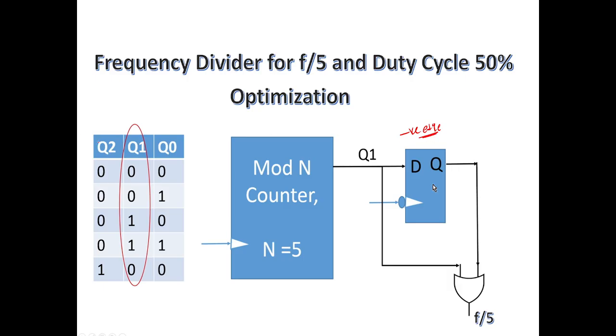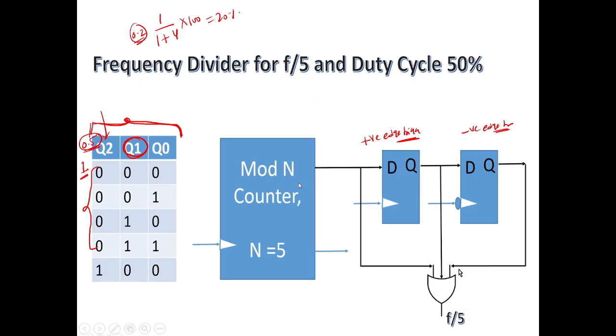So in order to take Q2, I am taking Q1, so that we are getting 50% duty cycle. So this is the optimization technique related to the F by 5 circuit. Is it fine? How I am doing the optimization technique?